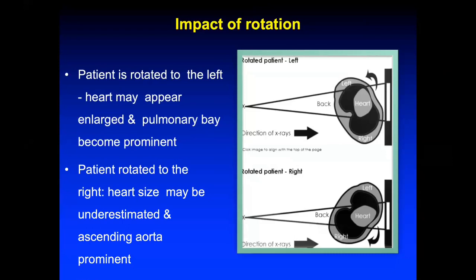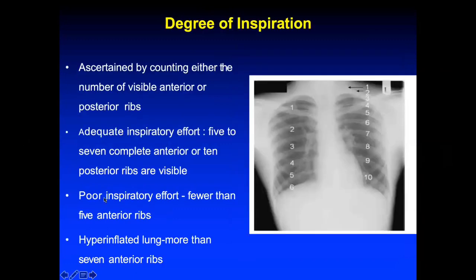A right-sided rotation always leads to an underestimation of the cardiac size. There is less of the beam passing towards the cardiac shadow, so your heart size appears pseudo-smaller and the ascending aorta becomes more prominent. So you can make a diagnosis of an ascending aortic aneurysm. A false diagnosis can be made based on this rotation. So this is very important, that is why we need to check for rotation in the X-ray.